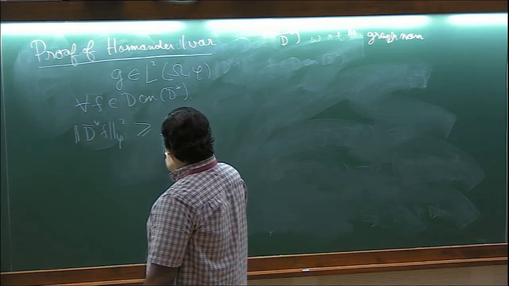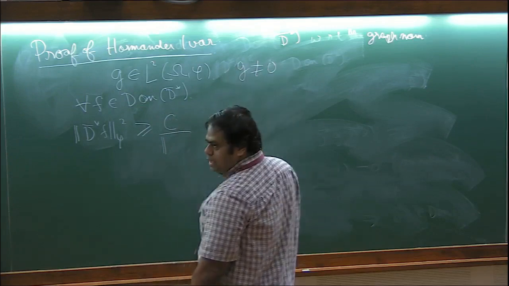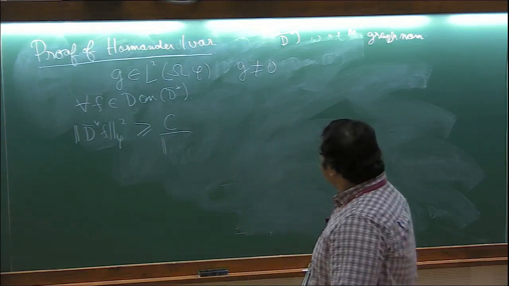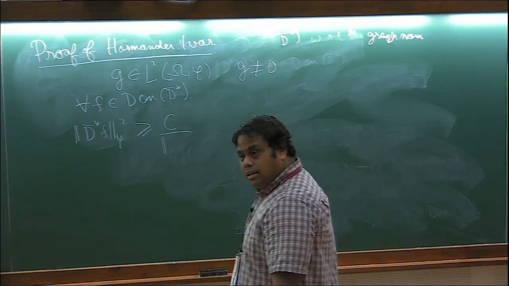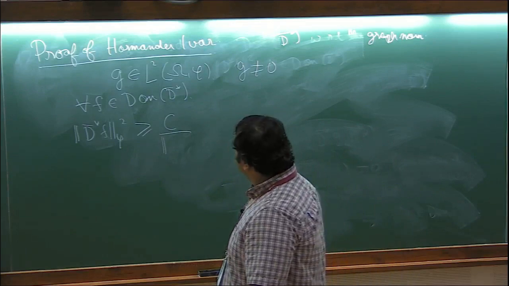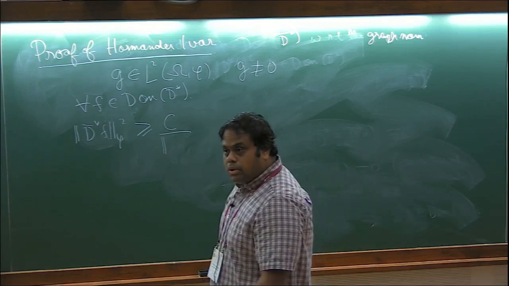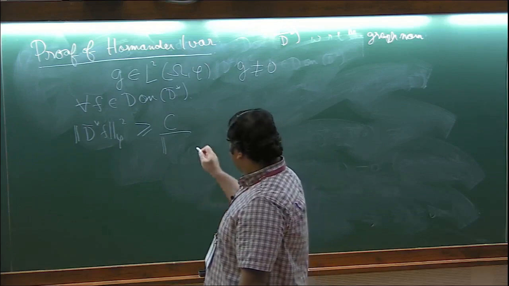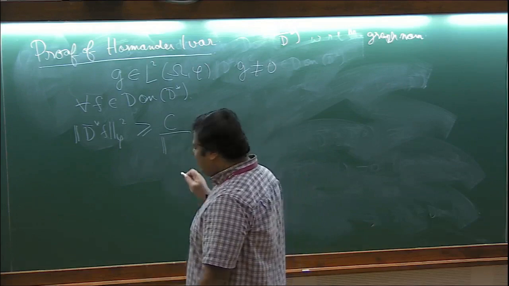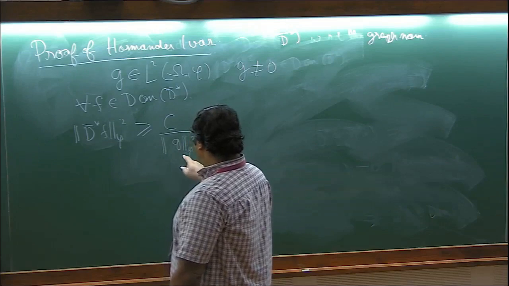Okay, so let's assume that g is not zero. If g is zero, there is nothing to prove because I can take u to be zero. Then you have to assume G is one. That's right. So let's put this thing here.